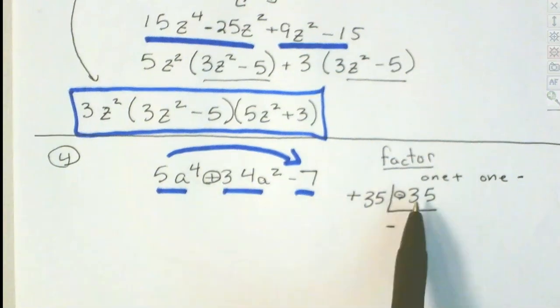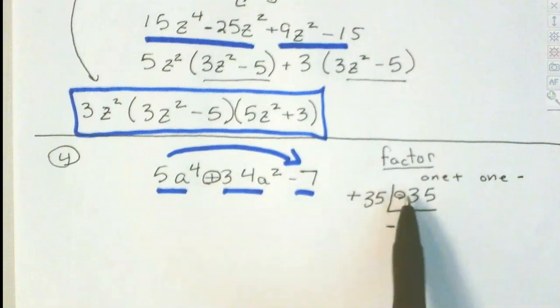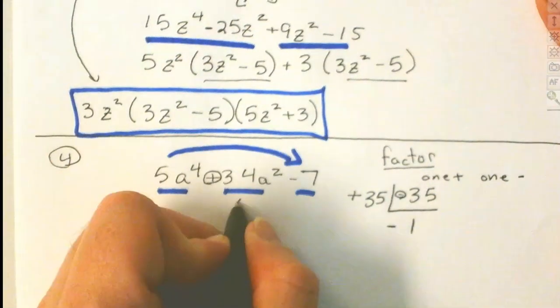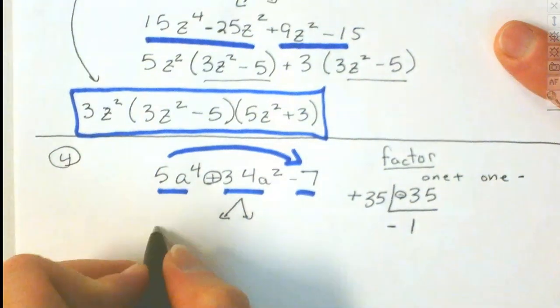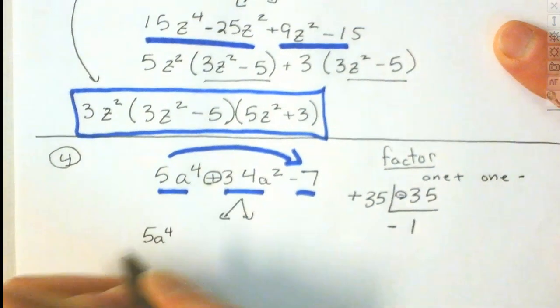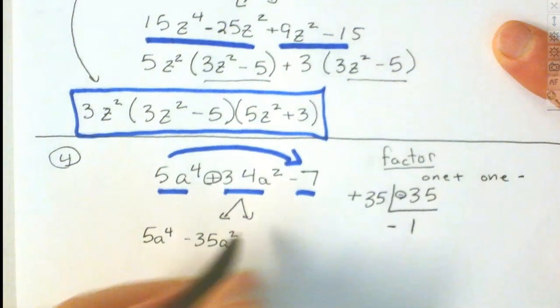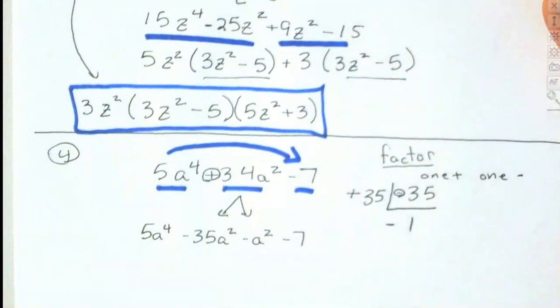So always look for things like the number in the box compared to the middle. If it's really, really close, like a difference of 1, then you're going to have 1 as your factor. Now we can go ahead and split this up into 5a to the 4th, then we've got a minus 35a squared, minus a squared, and a minus 7.